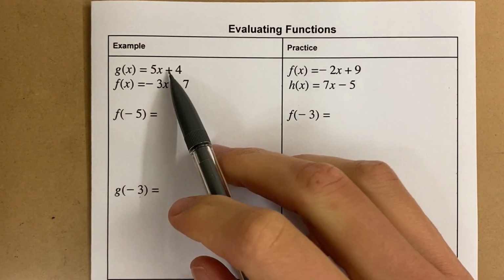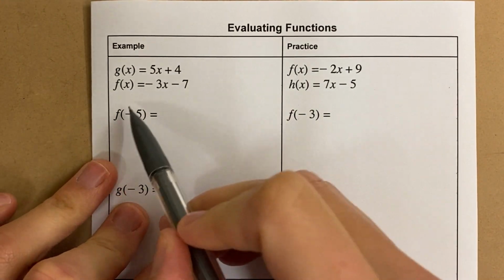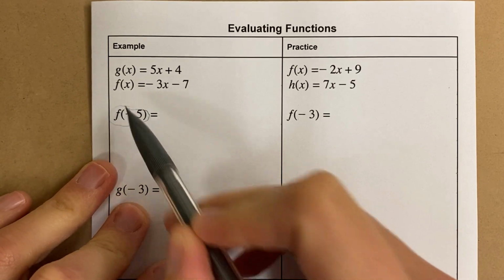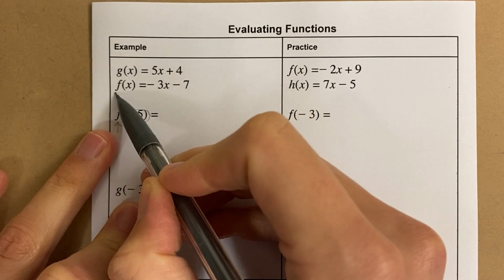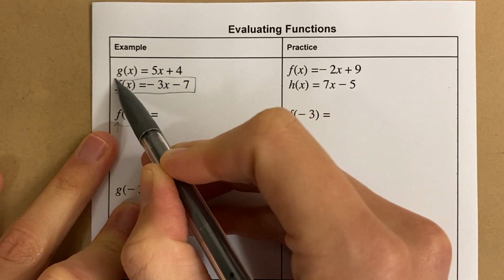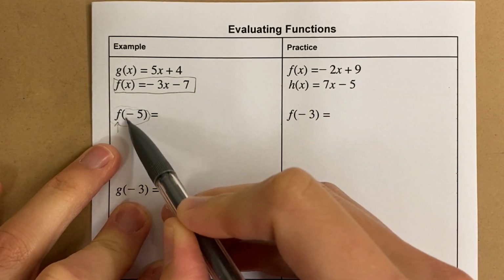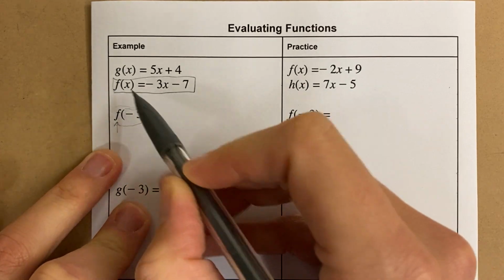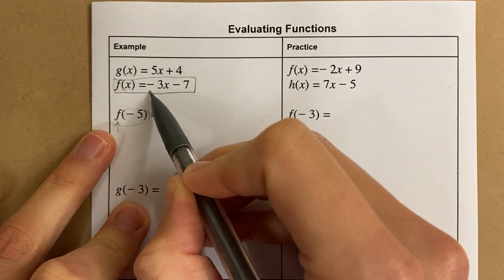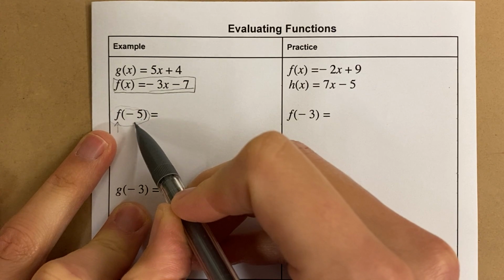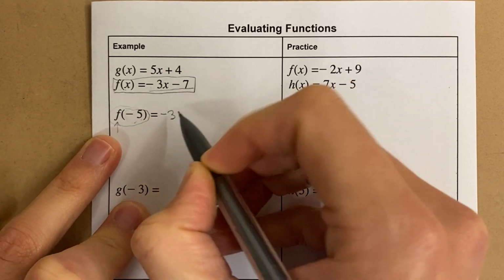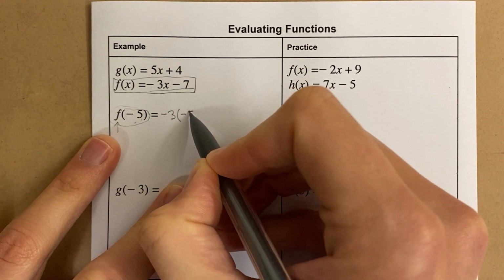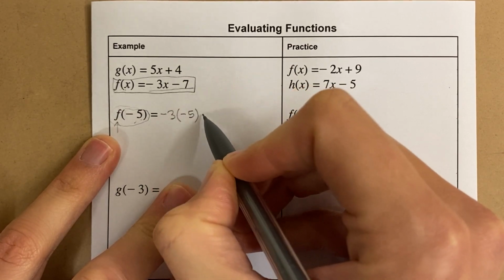If I'm evaluating functions, the first thing I do is I look, and this gives me two pieces of information. It says what function to use. So this tells me I'm going to use this function, f of x, and it tells me to plug in -5. So I'm going to take this f of x and this equation, and instead of the x, I'm going to plug in -5. So I'm going to copy down -3. This says -3 times x, so I'm going to make it -3 times -5, and then bring down -7.